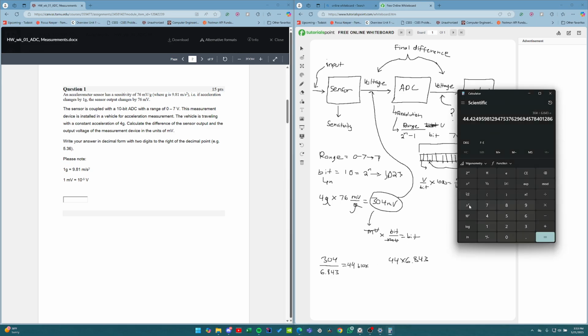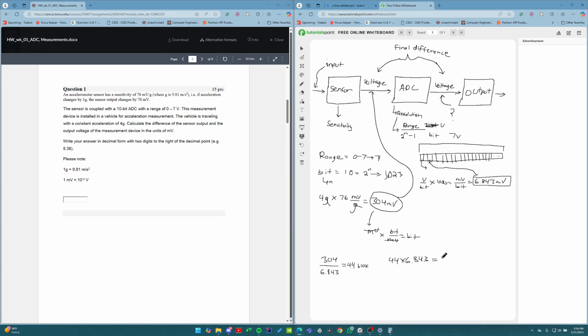How do we do this? 44 times 6.843, and that equals 301.092. And this is mV as well, because you have bits multiplied by mV. So now you just have this. What does this mean? This is the voltage right here that we're trying to find.